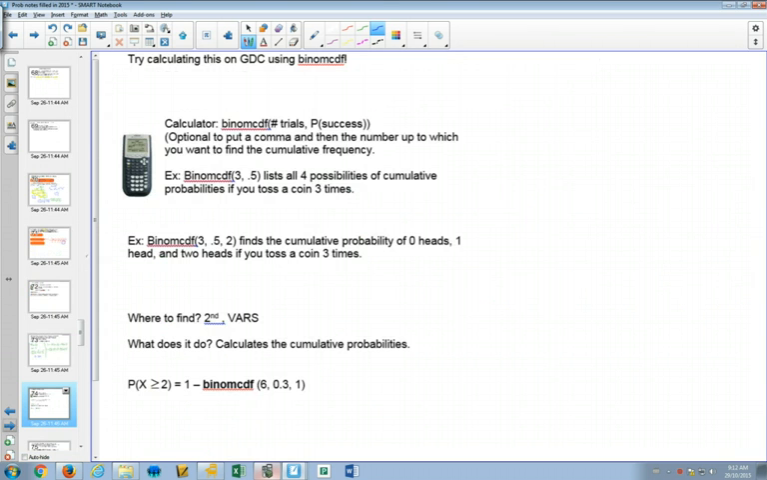On your calculator, there's a binomial PDF. That's your probability distribution. And a binomial CDF. The C stands for cumulative. We've done cumulative frequency charts, right, where you're adding things as you go. There's also, for binomial distributions, a cumulative one that adds things up as you go. So we're going to take this exact same information that we had before.